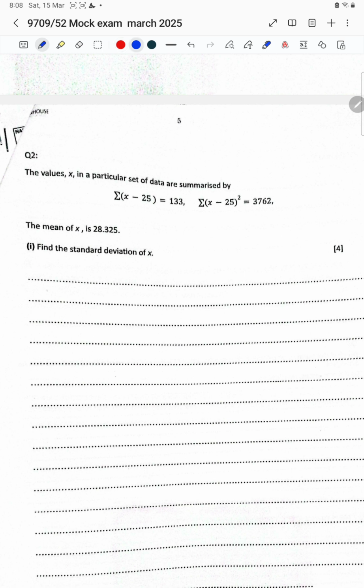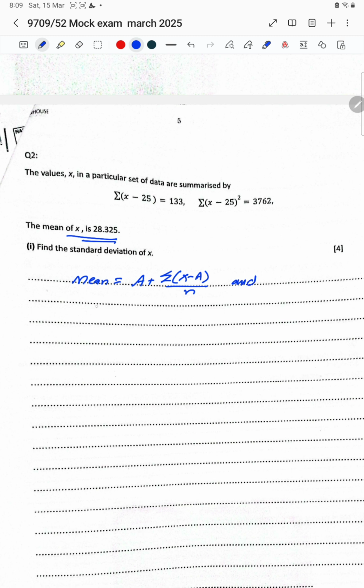Okay, guys, here is question number two. The values of x in a particular set of diameters are summarized by this. The mean is this. Find the standard deviation of x. Before we calculate, the mean here is in the form of the coded mean. We know that it is a plus sum of x minus a by n, right? We don't know what n is. First we need to find n and then we can proceed.